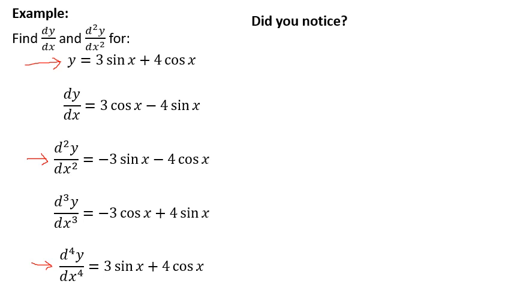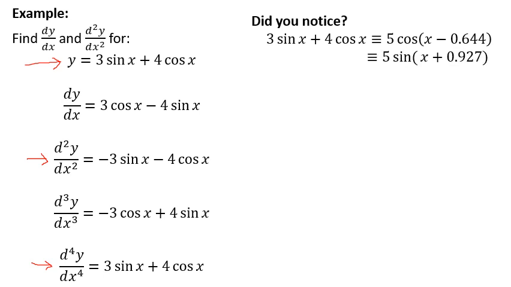One interesting thing that you may not have spotted here, 3 sine x plus 4 cos x looks a lot like something we've dealt with in the trig chapter. It's possible to demonstrate that this can be written in terms of a single trig function, 5 times cos of x minus 0.644. And there's another way to write it as well. We're not required to write it as cos of x minus something. It's also pretty simple to show that it's the same as 5 times sine of x plus something.